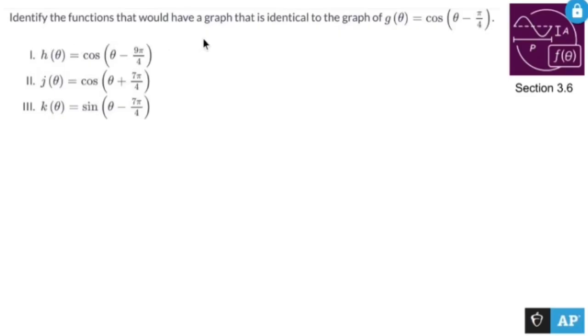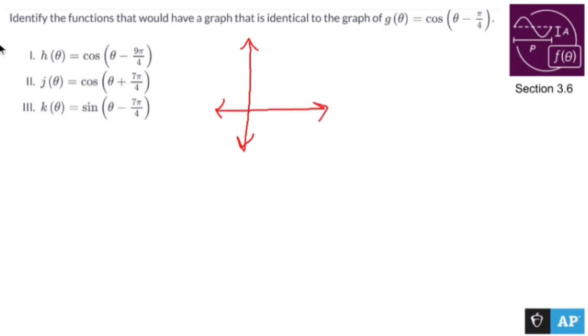Identify the functions that would have a graph that is identical to the graph of g(theta) = cos(theta - pi/4). All right, before we do anything, let's draw out the most basic version of cosine. Cosine starts up here, bottoms out, peaks out at 2 pi. This guy is shifted to the right pi over 4.